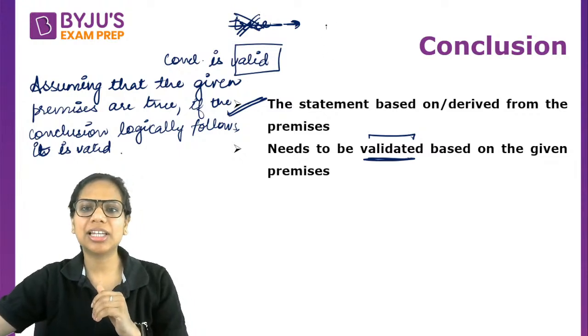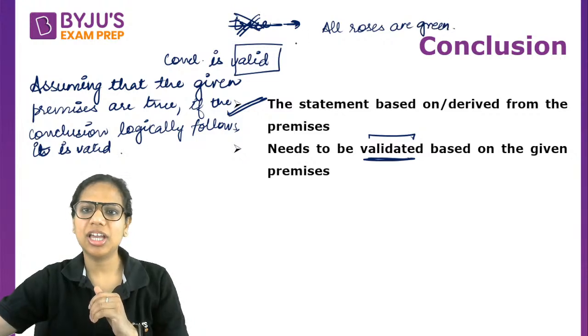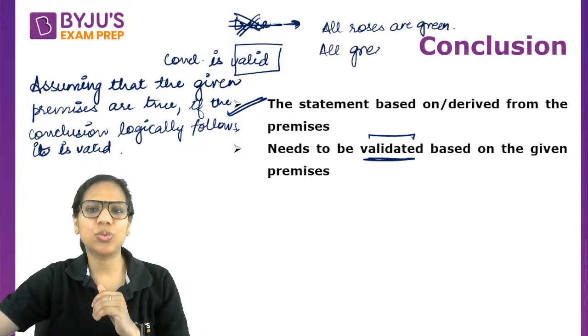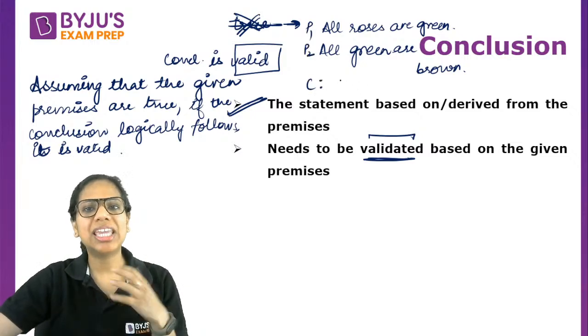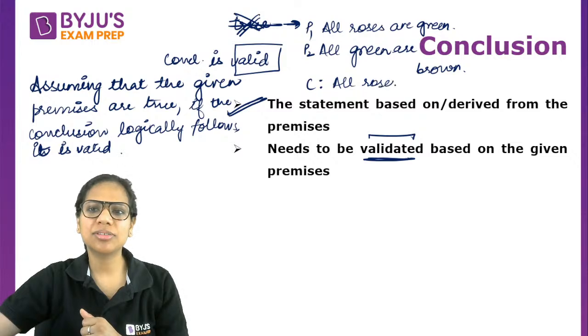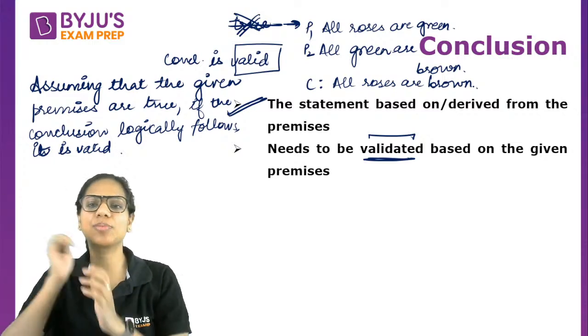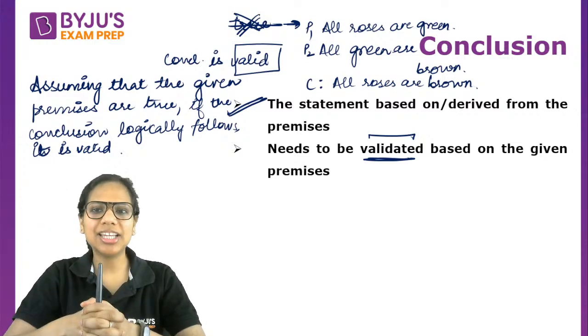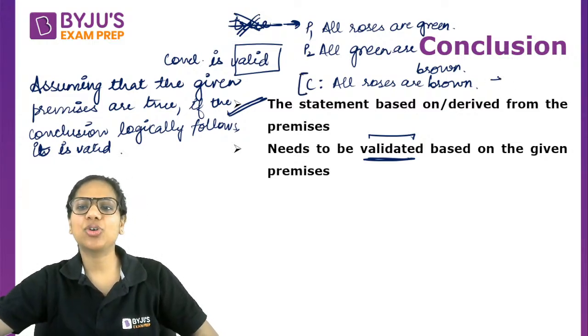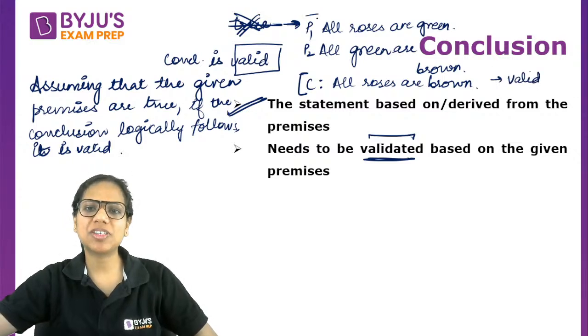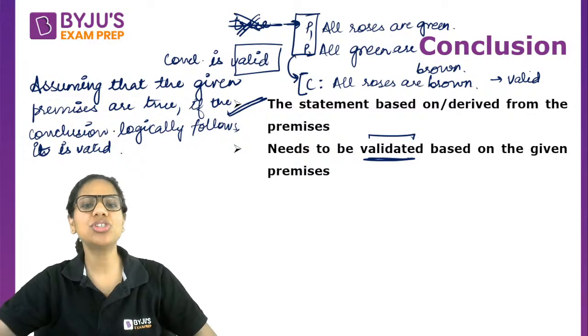So assuming that, let's say, all roses are green, and all green are brown, just giving you an example. Assuming this to be true, can I say that all roses are brown? All roses are green. Now all green is brown. So I can conclude that all roses are brown. So this is a valid conclusion. When, assuming that the premises are true, your conclusion logically follows, it is called valid.